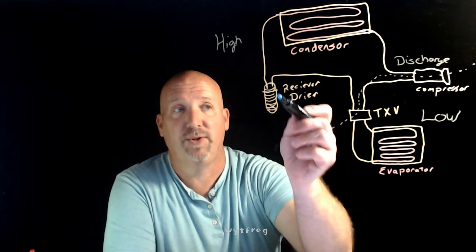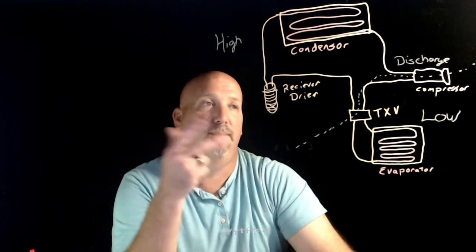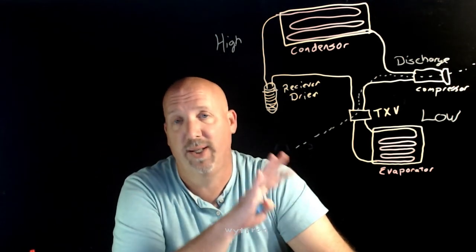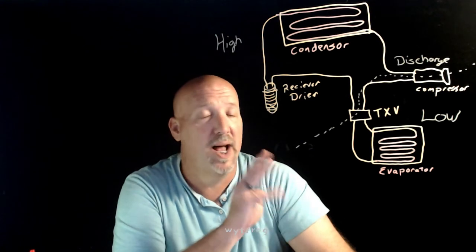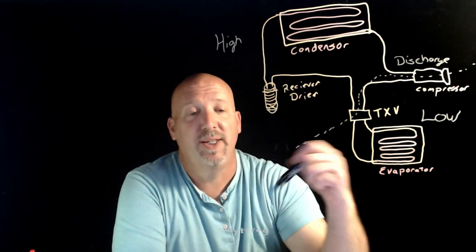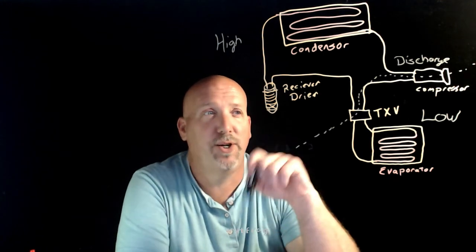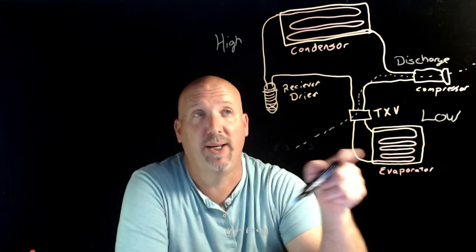It uses a receiver dryer and a TXV. This is just the refrigerant cycle. This is not the electronics or electrical cycle involved in that. That'll be in a different video. But this is for the TXV system, okay? And next thing I'm going to show you is an orifice tube system and the differences in that.